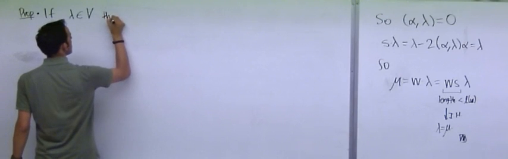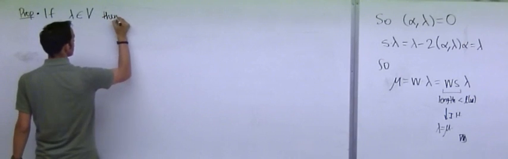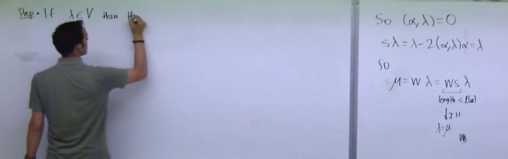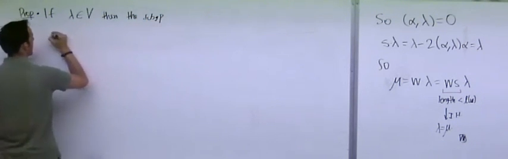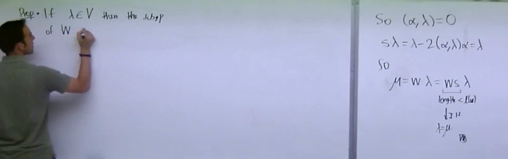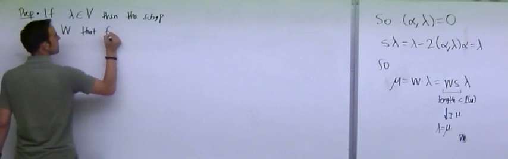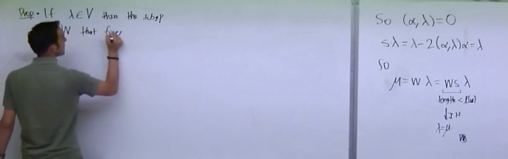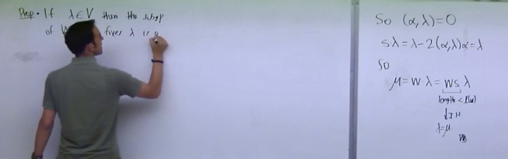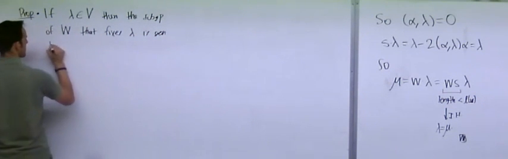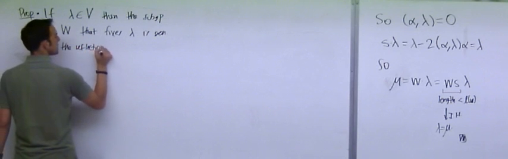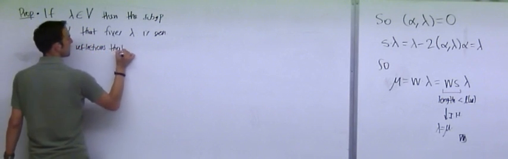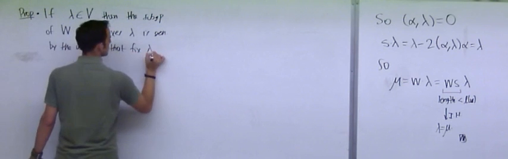then the subgroup of W that fixes lambda is generated by the reflections that fix lambda. Okay.